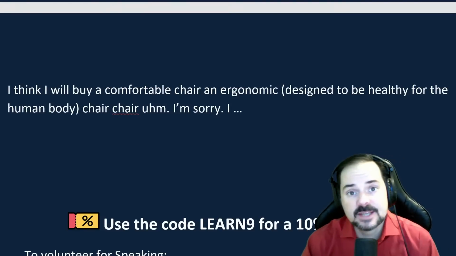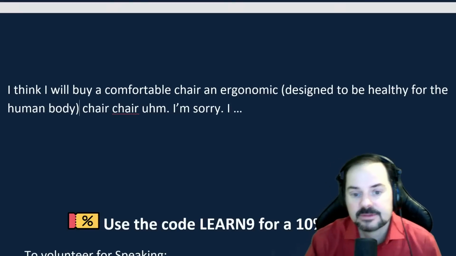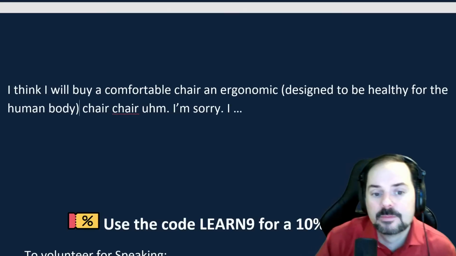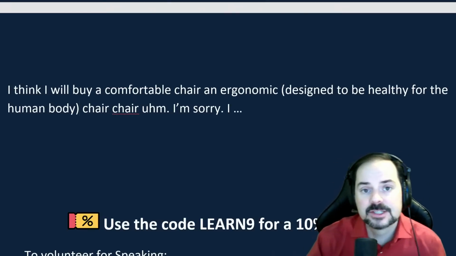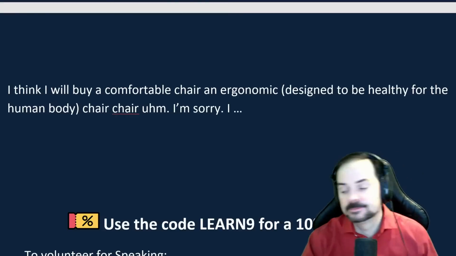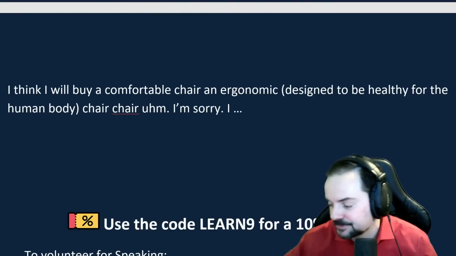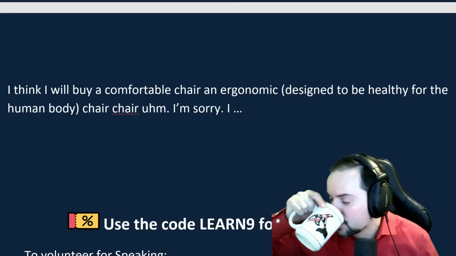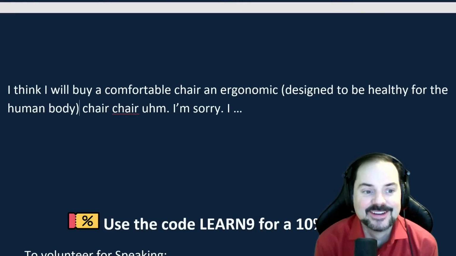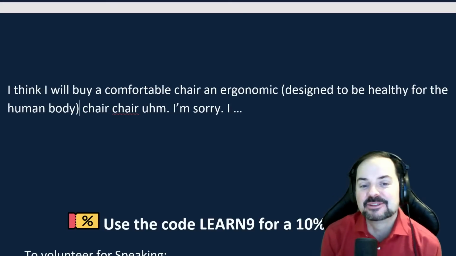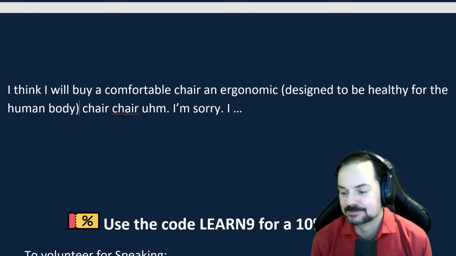So when you get stuck, explanation, because, okay? I think I will buy a comfortable chair, an ergonomic chair, because I spend many hours sitting in my chair studying. Try that sentence. I'm sorry, can you repeat it? Yeah, see, okay. I think I will buy a comfortable chair, an ergonomic chair, because I spend many hours studying.